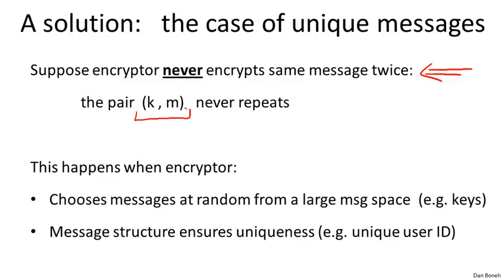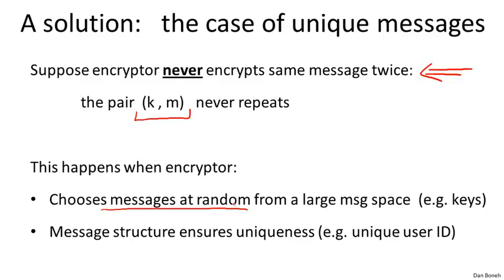So why would this ever happen? Well, it turns out there are very natural cases where this happens. For example, if the messages happen to be random, say the encryptor is encrypting keys, and those keys, say, are 128-bit keys, so with very high probability, they'll never repeat. In this case, when we're encrypting keys, in fact, it's very likely that all the messages that are encrypted under one master key are always distinct, because, again, these keys are very unlikely to ever repeat.